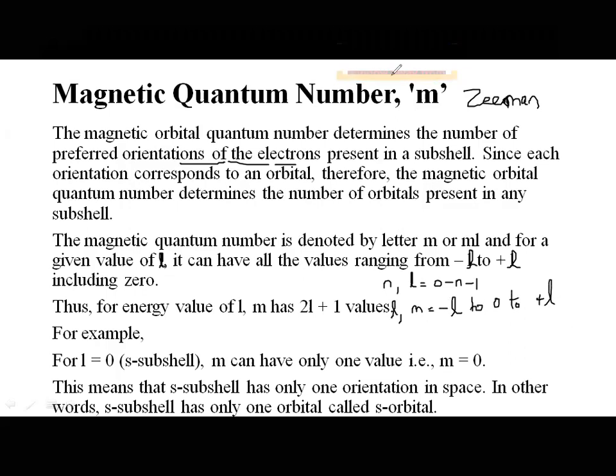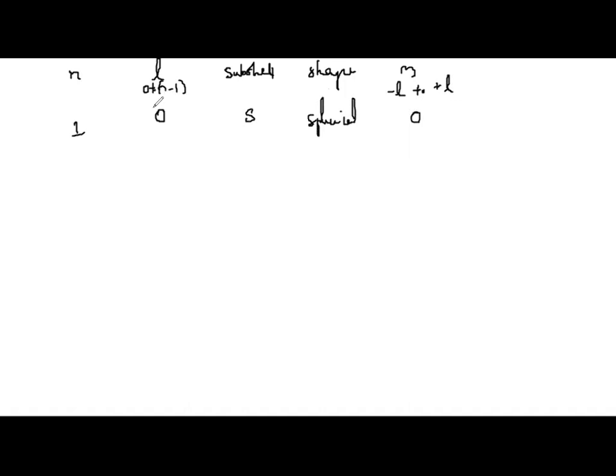Yes, let us consider the example. Let us take it like this: n, L, subshell, shape, m. If n is equal to 1, L will be 0 because it varies from 0 to n minus 1. Correct? m varies from minus L to plus L. Subshell is called S. It is spherical. L value is 0, m value is 0 because minus L to plus L doesn't come.